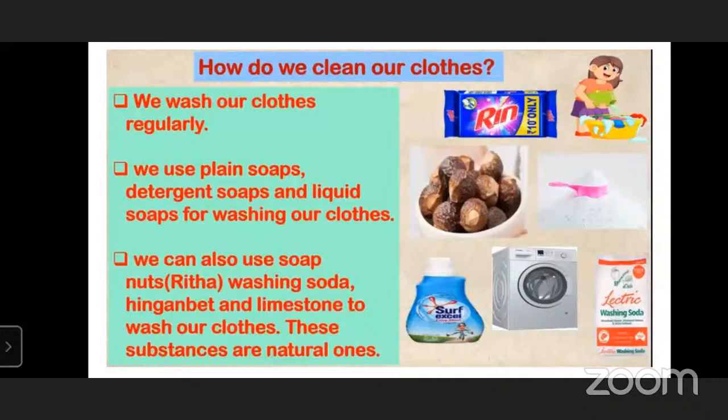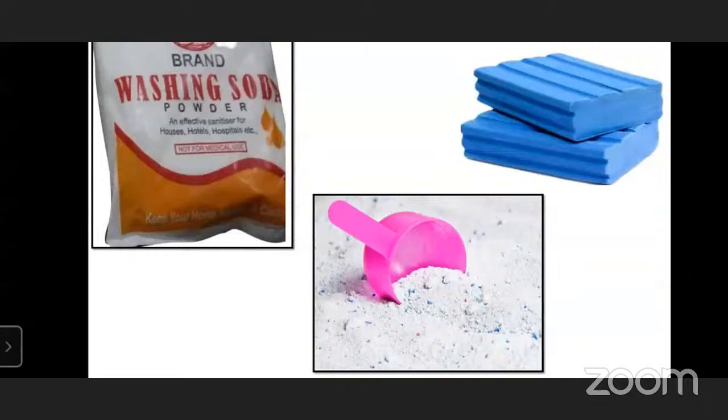Whereas soap and detergent powder are man-made. But Reetha, Hingan Bet, and limestone are natural ones, which are also used to clean our clothes. So what do we use to wash our clothes? We use washing soda, or detergent powder, or soap bars. We use all these things to wash our clothes to make them look good.